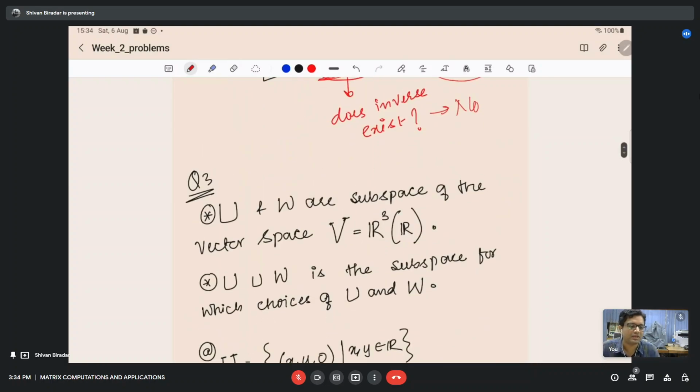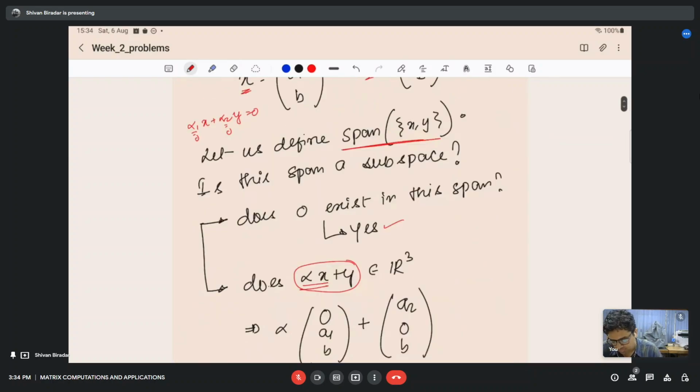So take a bigger problem than this: a 1,000 cross 1,000 matrix, or a 20,000 cross 20,000 matrix. You have to solve this. So what is my third question?